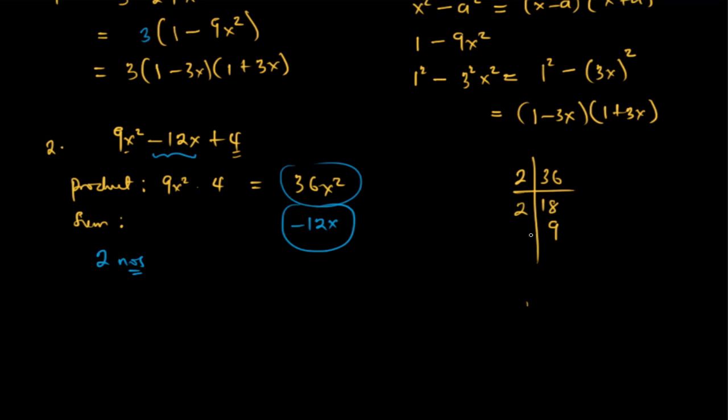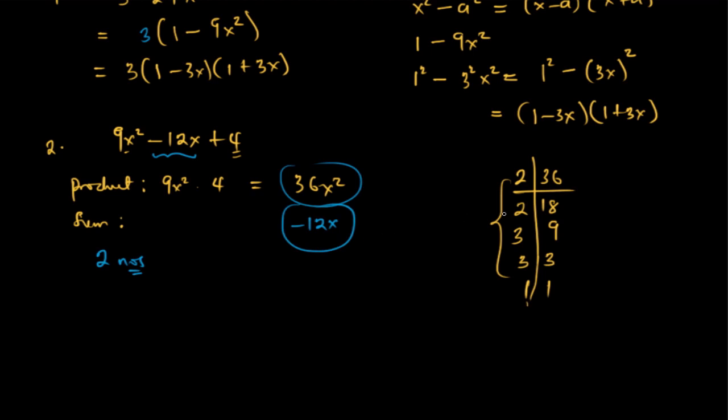So we go to the next number, 3. 3 can go in 9, so we have 3. Then 2 cannot go, so we go to the next number, which is 3, and 3 in 3 is 1. So the two numbers I need are just going to be a permutation of the numbers I have here. These are the numbers I have to play with, so I can find two numbers such that when you multiply them you have 36x squared, and when you add them you have negative 12x.